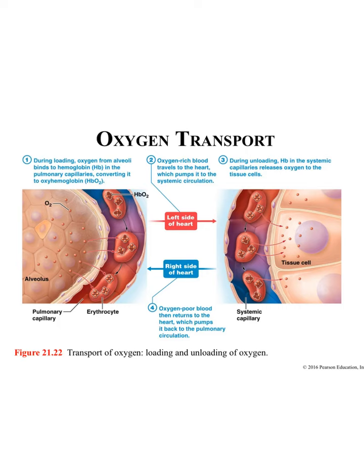Okay, so for oxygen in the alveoli to be able to bind to the hemoglobin, we have to kick off that hydrogen. Okay, and now we've made oxyhemoglobin. We have oxygenated blood. Once we get to the tissue cells, because we have a higher amount of oxygen in the blood than in the tissue cells, that's why oxygen is going to move into the tissue cells. That would be unloading.